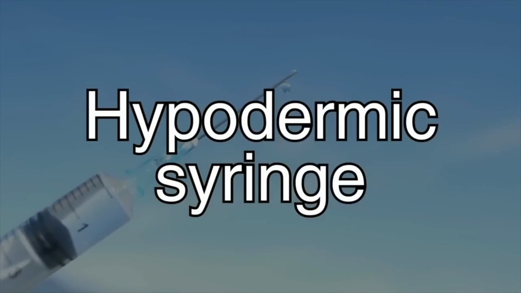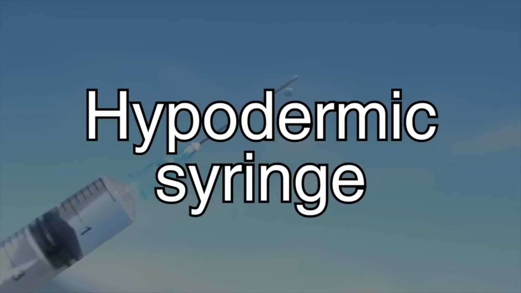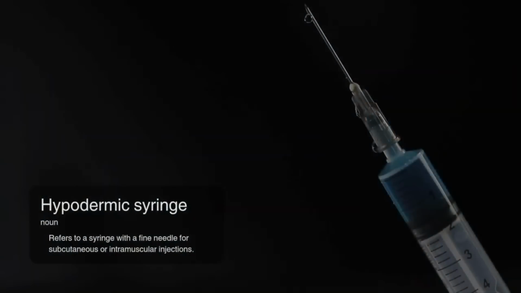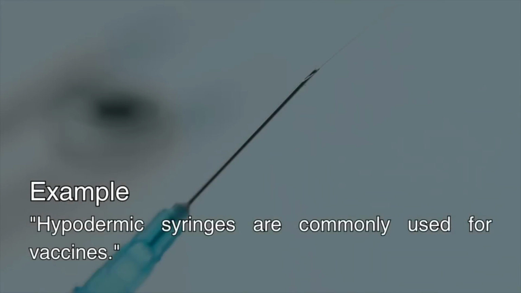Let's move on to hypodermic syringe. Repeat after me. Hypodermic syringe. This is a syringe with a fine needle used for subcutaneous or intramuscular injections. Hypodermic syringes are commonly used for vaccines.